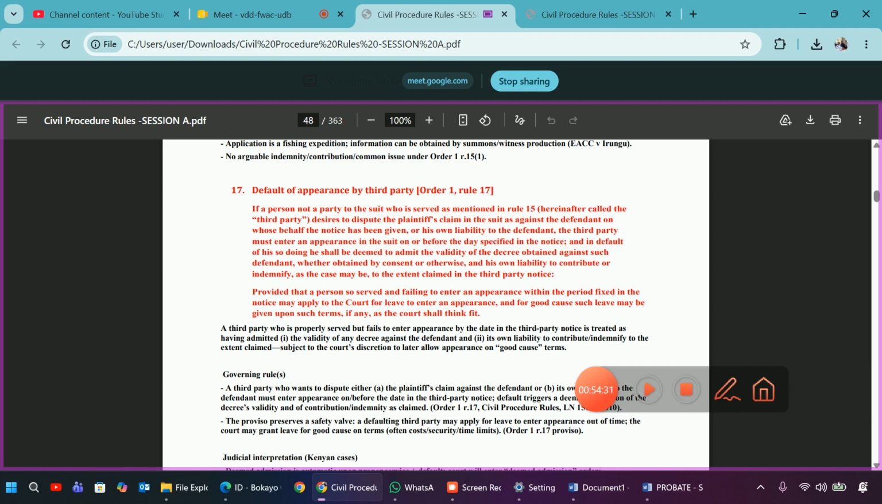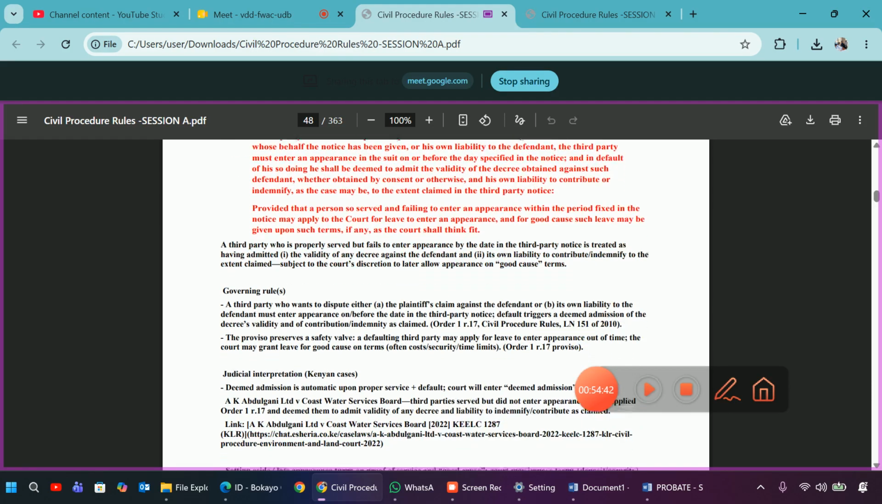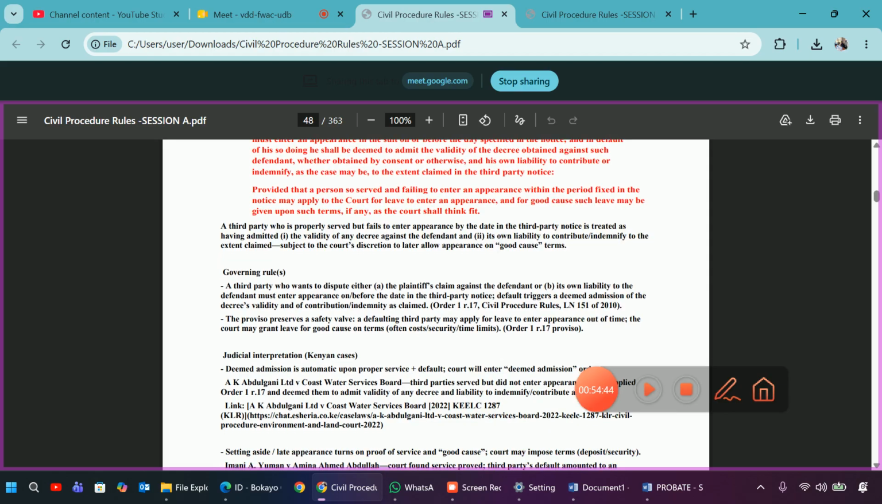Provided that a person so served and failing to enter an appearance within the period fixed in the notice may apply to the court for leave to enter an appearance, and for good cause such leave may be given upon such terms as the court thinks fit. So generally, a third party who is properly served but fails to enter appearance by the date indicated in the third party notice is treated as having admitted, one, the validity of any decree against the defendant, and two, its own liability to contribute or indemnify to the extent claimed, subject to the court's discretion.